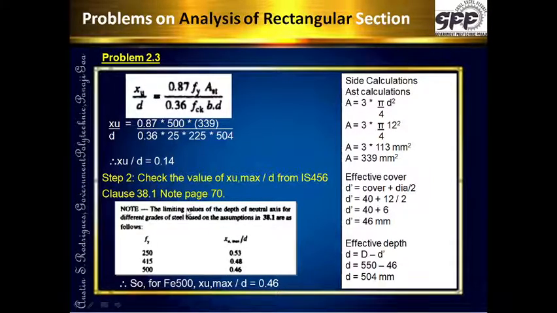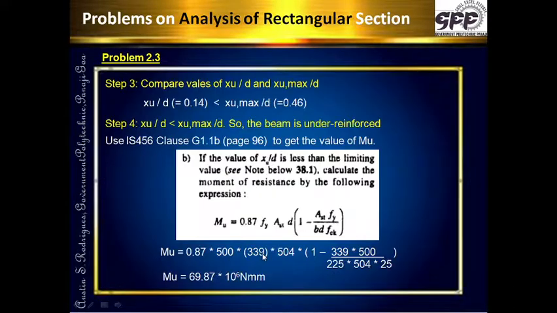Now please note, the depth of the actual neutral axis to the effective depth has come to 0.14, and the depth of the limiting or maximum neutral axis to the effective depth has come to 0.46. Now we continue to step 3. In step 3, we compare these two ratios. Actual XU by D is 0.14 and the maximum XU max by D is 0.46. 0.14 is less than 0.46.